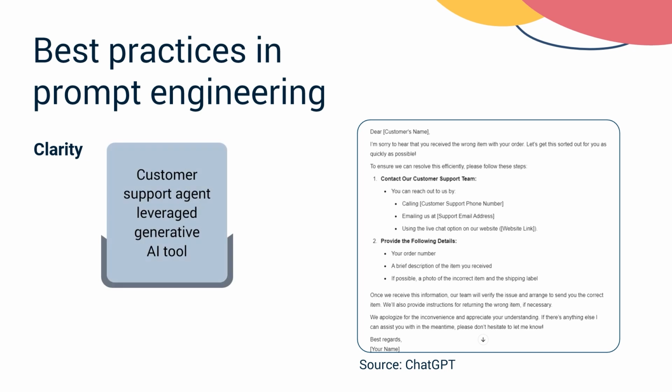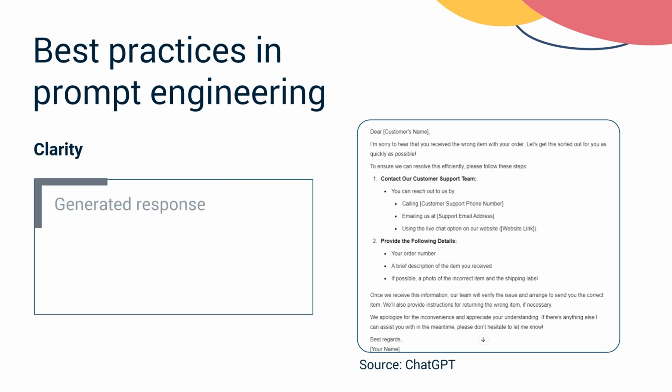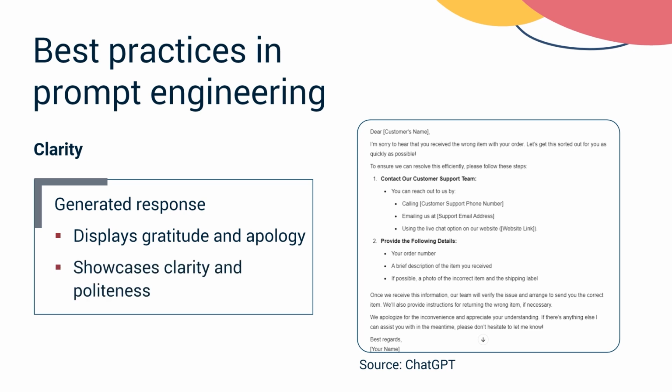Customer support agents can generate an appropriate response by leveraging generative AI. The generated response showcases necessary steps for initiating the return process and apologizing for the mix-up. The response is clear and polite, ensuring the customer support team values the customer. It also displays clear instructions for the customers to resolve the issue.